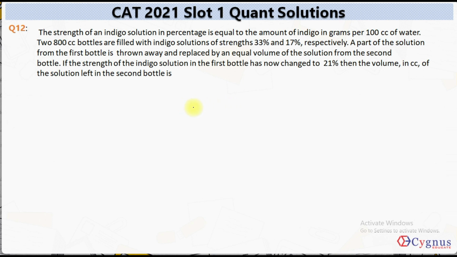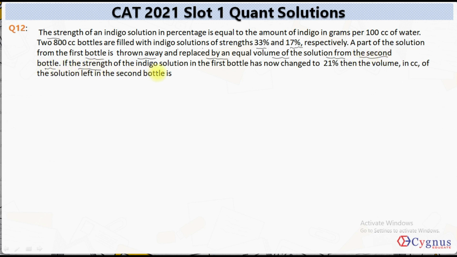Read this question. It looks like it's a very tough question, but it's a simple application of mixtures and alligation here. The strength of an indigo solution in percentage is equal to the amount of indigo in grams per 100 cc of water. Okay. Two 800 cc bottles are filled with indigo solutions of strength 33% and 17%. Okay. A part of the solution from the first bottle is thrown away and replaced by an equal volume of the solution from the second bottle.